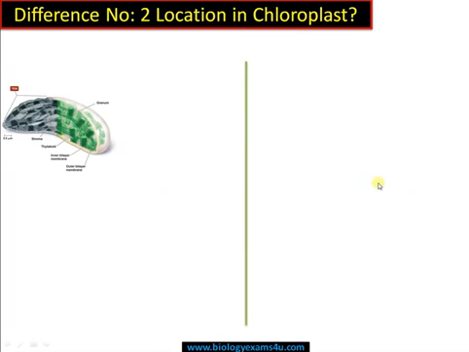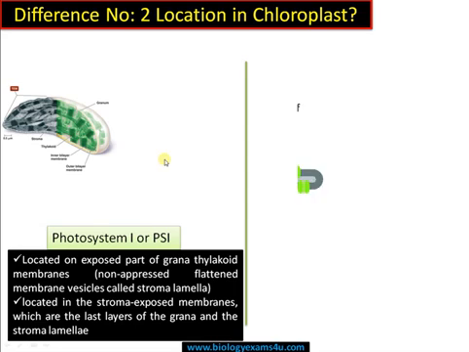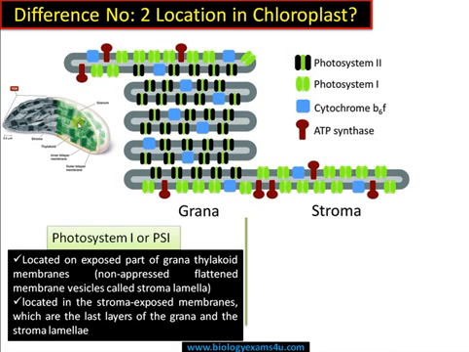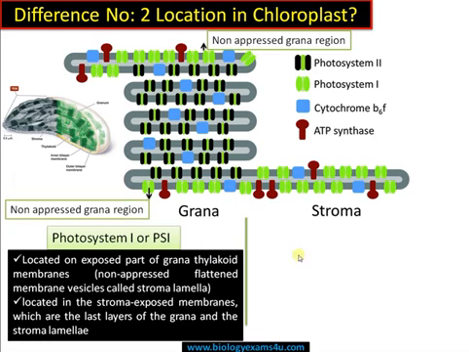The second difference is regarding the location inside the chloroplast. There are two regions called appressed and non-appressed regions in the chloroplast. So let's zoom in on this region, and this is the granum, and individual units are called thylakoid membranes. Photosystem 1, in green color, is located on the non-appressed granal region, and this is the non-appressed granal region, or the region that is exposed to the stroma, or it can be called the outer layers of grana.